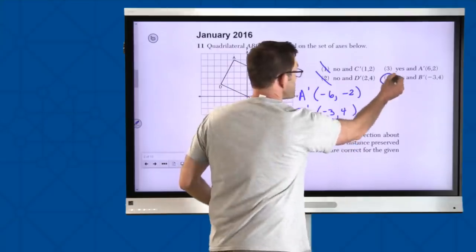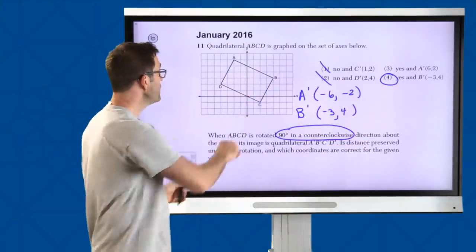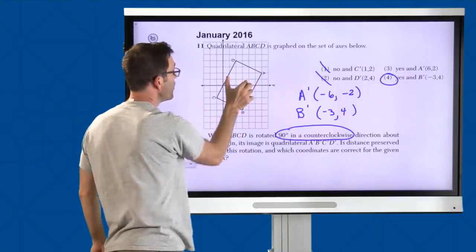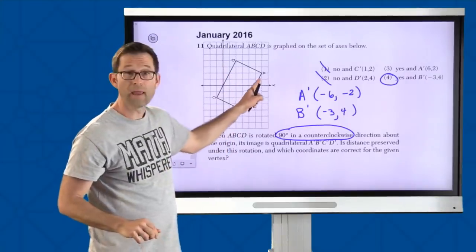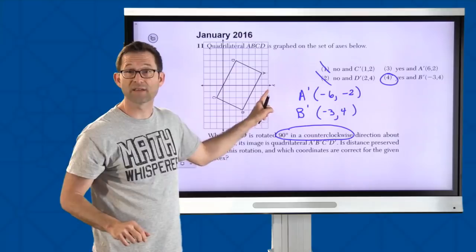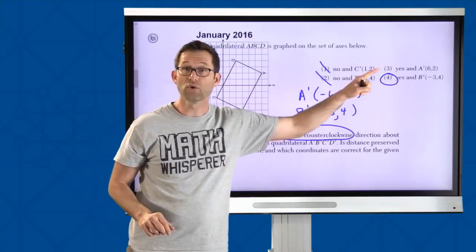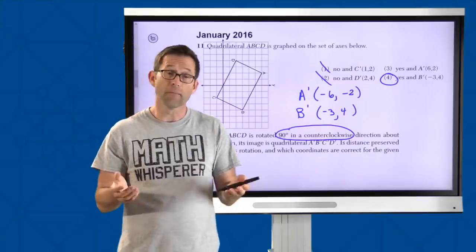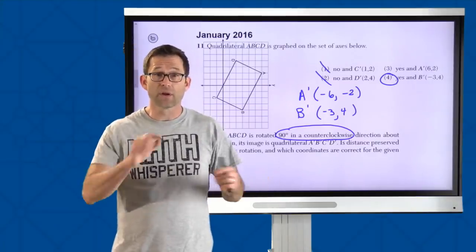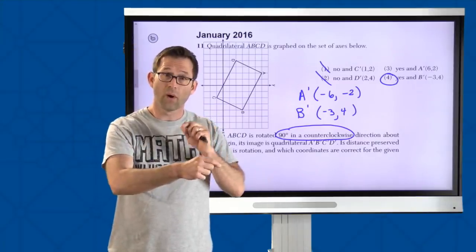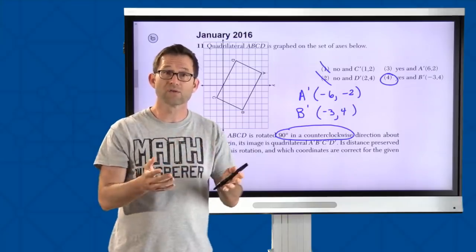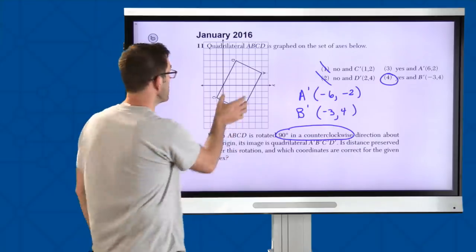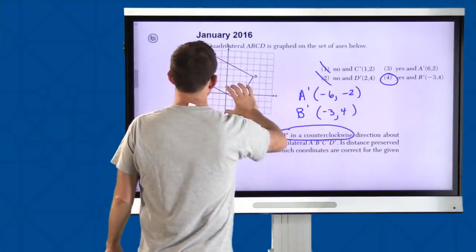Now, you really have to watch out for this one, because if you took this thing and you rotated it 90 degrees, but you went clockwise, then A prime would appear to be at 6, 2, and that would be choice 3. They're trying to pull you into that one, right, by saying, one of the likely mistakes is to rotate clockwise instead of counterclockwise, so let's come up with an answer that reflects that mistake, and that's choice 3. Watch out for stuff like that.